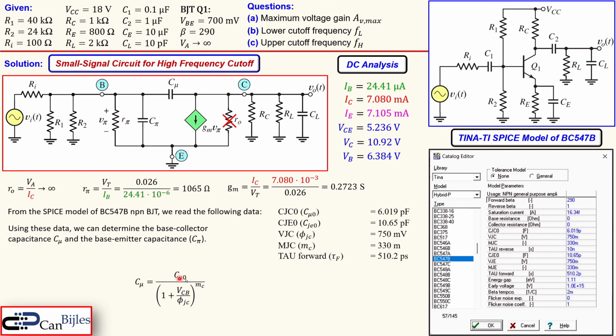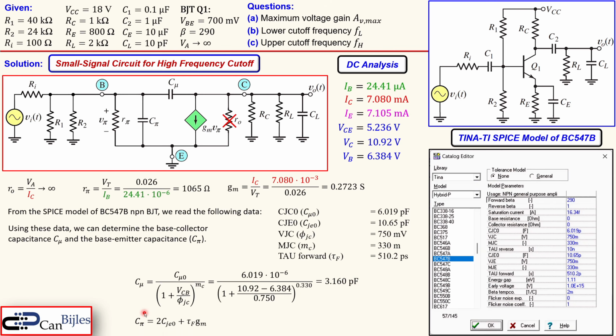Now, what about that? Now we need to know this. We also need to know what the VCB is, which is actually the collector voltage minus the base voltage. That's what we see here. This is the phi JC, and we also have this M sub C, which is actually here. So when you substitute that, again, this 10.29 minus 6.384, that's actually this difference. And this is from the entry here, and you get here 3.16 picofarad. That's the C mu from the model for this BJT.